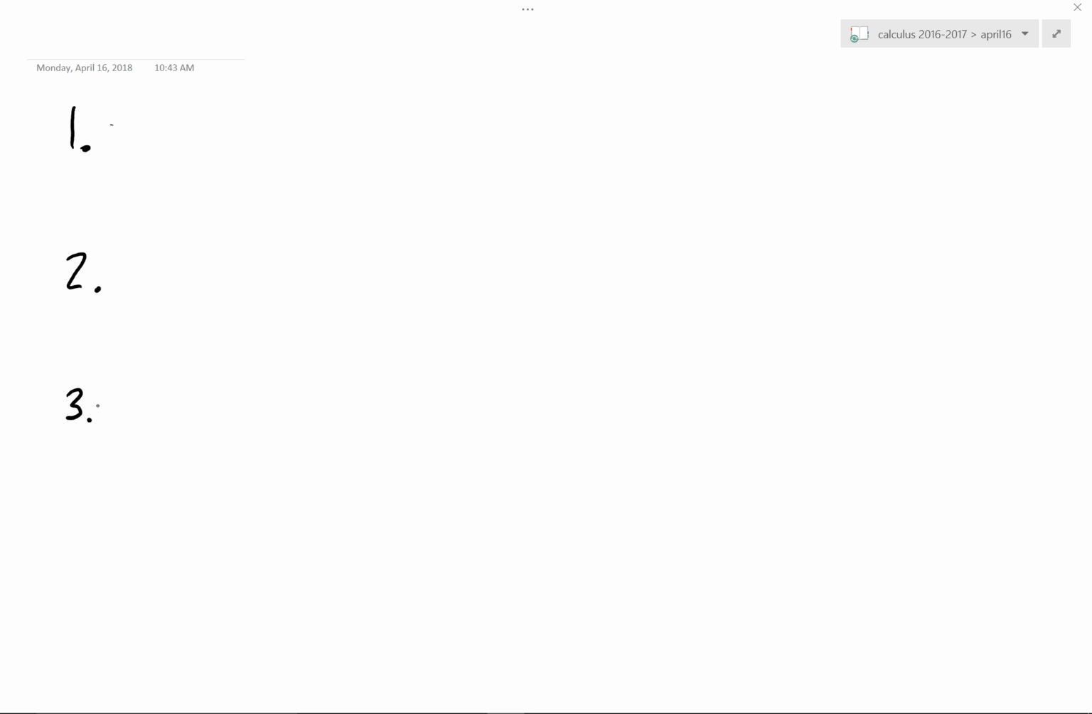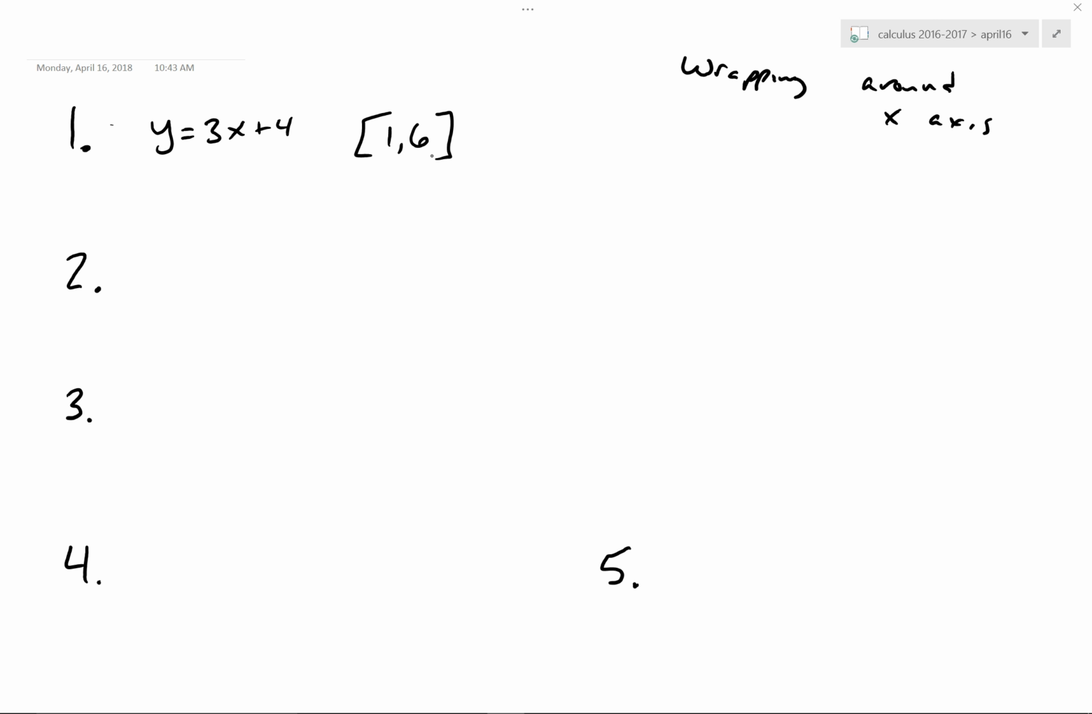Okay? These will be due tomorrow. Here they are. For all of these, we are wrapping around the x-axis. And so this one here, we're going to say y equals 3x plus 4. We're going to do it on the interval from 0. No, not from 0. That's boring. From 1, I'm sorry, to 6.